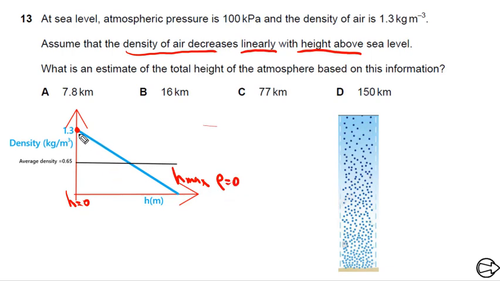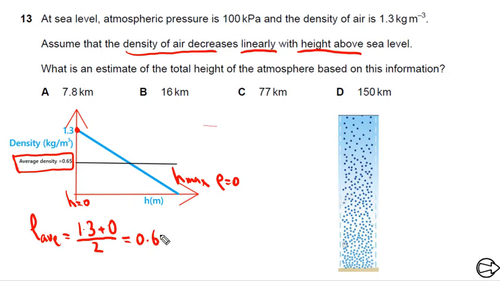Now, as this is decreasing linearly, we can also calculate average density. Average density in this case is quite straightforward because there is a linear relationship between density and height. So we can take the maximum value of density and the minimum value of density and simply divide by 2. In this case, our average value of density is 0.65 kg per cubic meter.